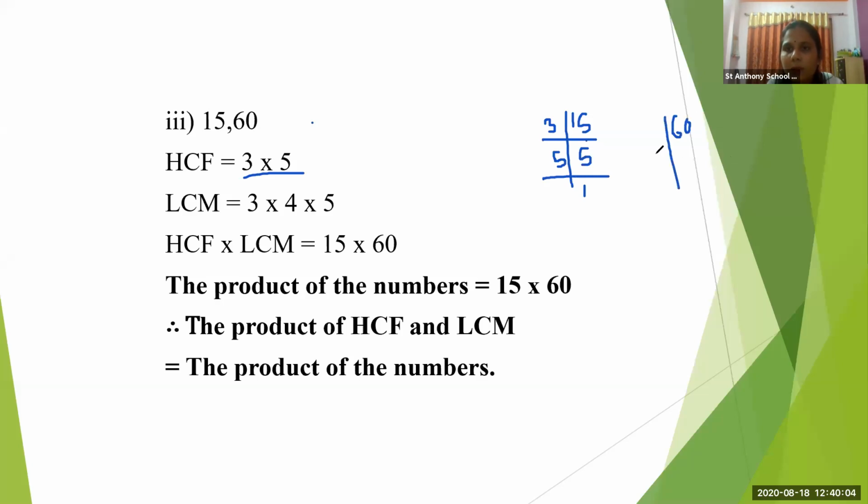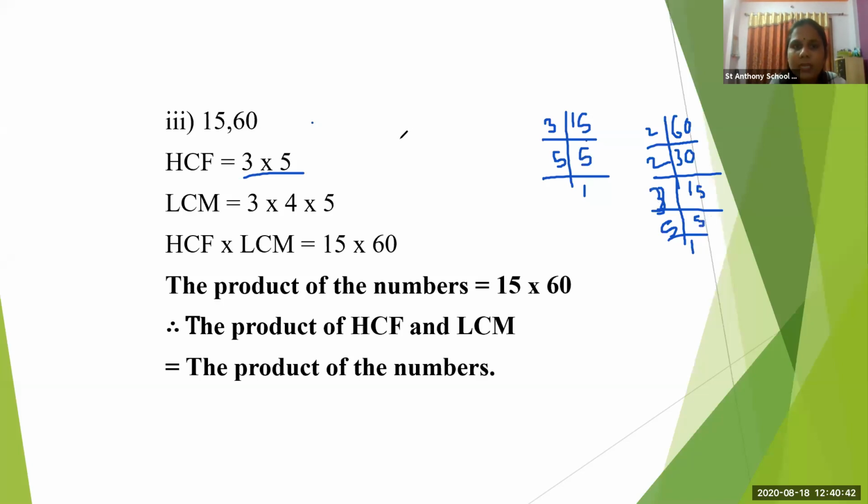So it will be divided by 2 first, right? So 2, and here it will come 30. Now again it will be divided by 2 and it will come 2 15s are 30. And now here it will come 3 5s are 15, and here it will come 5 1s are 5. Now what are the factors of 60?